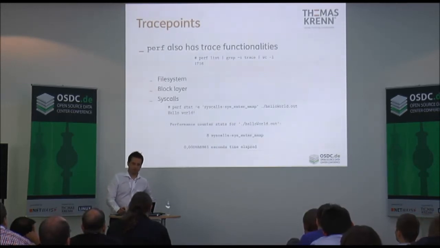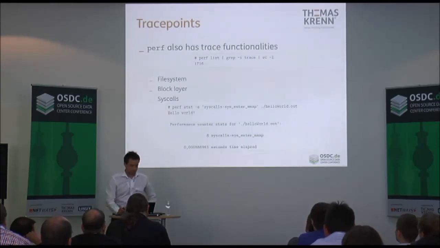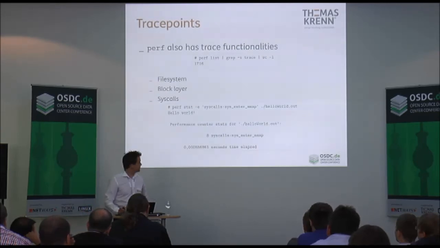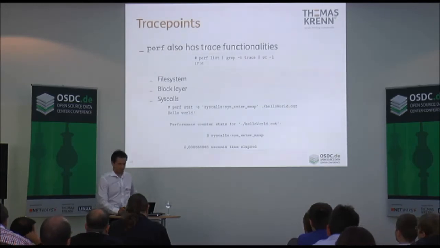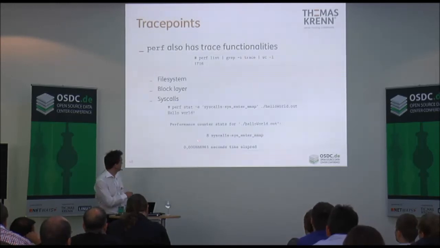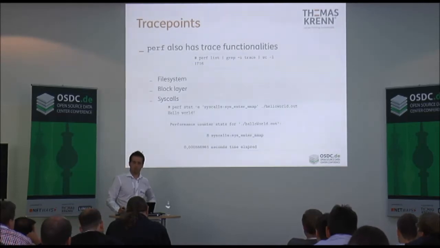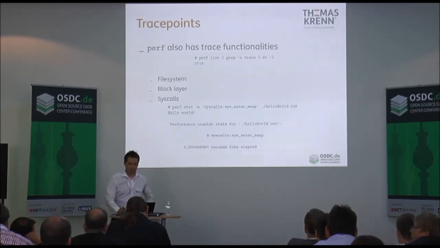I've mentioned before that perf also has trace functionalities. We can grep here for the trace events defined by the perf tools. You can check trace points in the file system. You can check trace points in the block layer. And you can also record the number of syscalls your process or your program is doing. I've done that for a simple hello world program written in C. And you can say, okay, just printing out hello world is using 8 syscalls. So that's a simple way with perf to check, okay, how many syscalls is my application actually doing? And that's not only limited to syscalls, but as I've stated here, that's also true for the file system or for the block layer or whatever. You can check nearly 2,000 events.